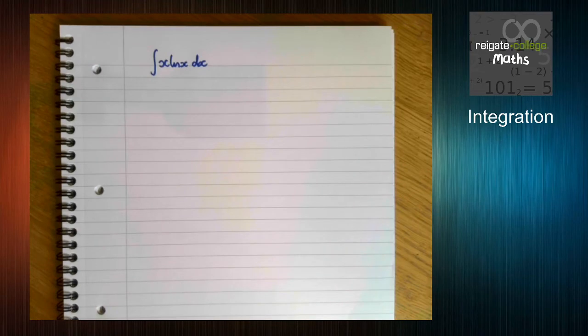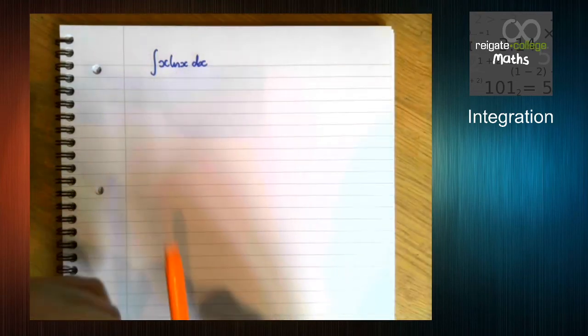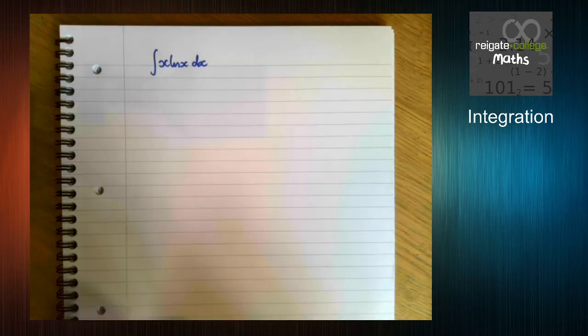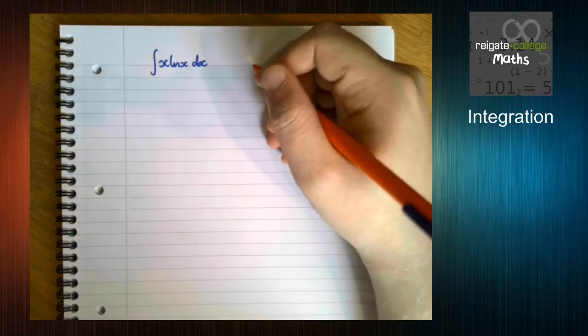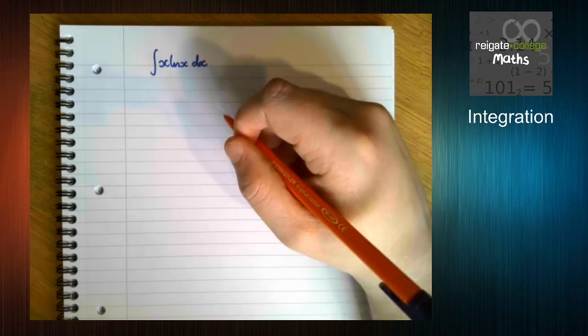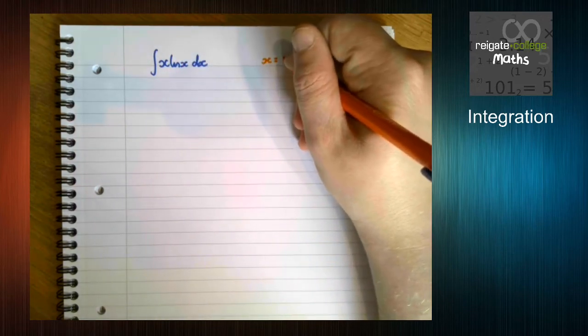Here's our next example. X ln x. So this is a ln. We've already said that the ln has to be the u bit. But why does that have to work? Why does it have to be u as ln x and dv as x? Well, what's going to happen if we do it the other way around?